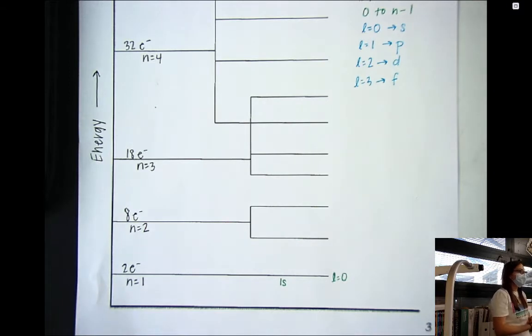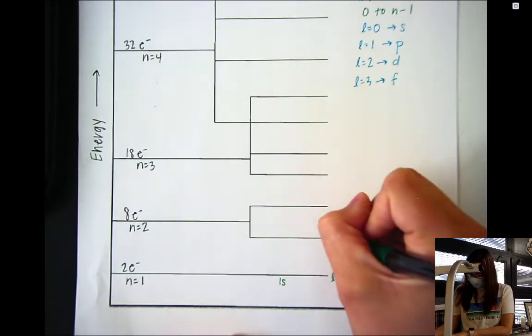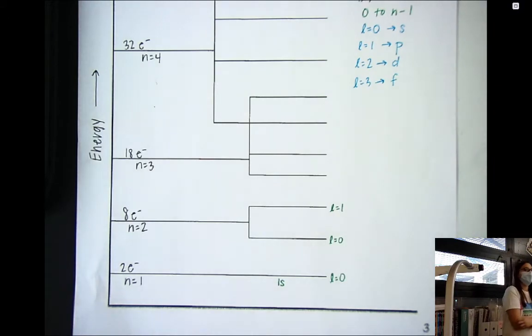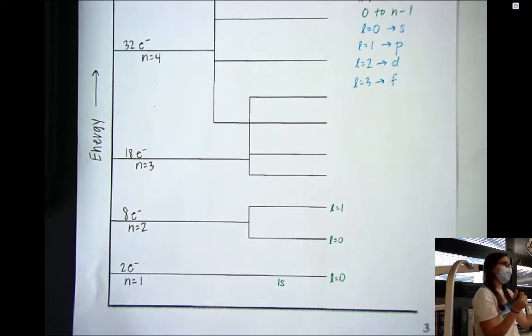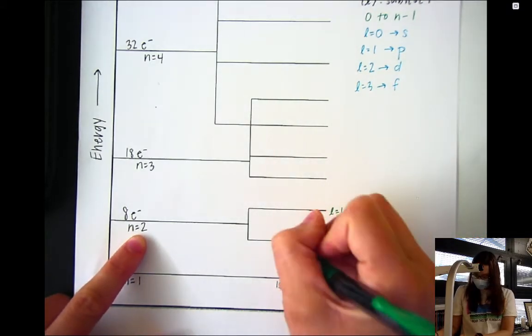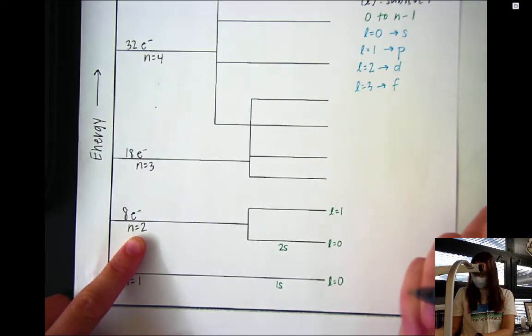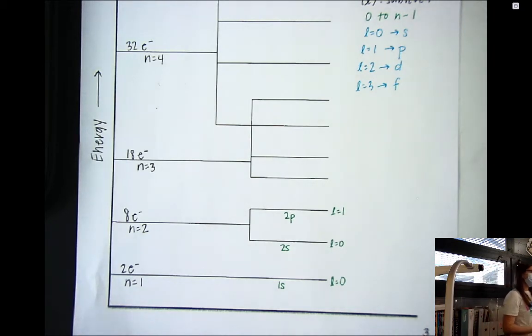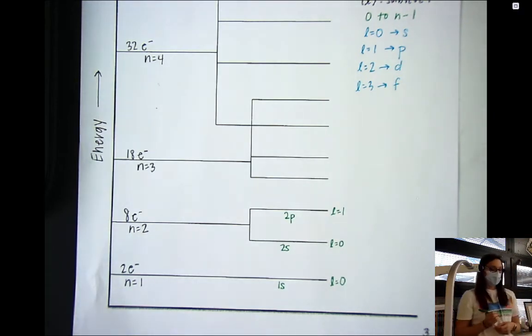If we move up to n equals 2, we have 2 possible values for L. What are the 2 possible values for L? 0 and 1. L equals 0, L equals 1. Here we start with 0 and work our way up. Now if we know the value of L, we know the designation of that sublevel. We also know the value of N, so we can put them together. So if we're in 2 and L equals 0, that's S. Here's the 2S sublevel. Here's the 2P sublevel. So again, it's looking like with configurations, 1S, 2S, 2P, we keep working our way up.